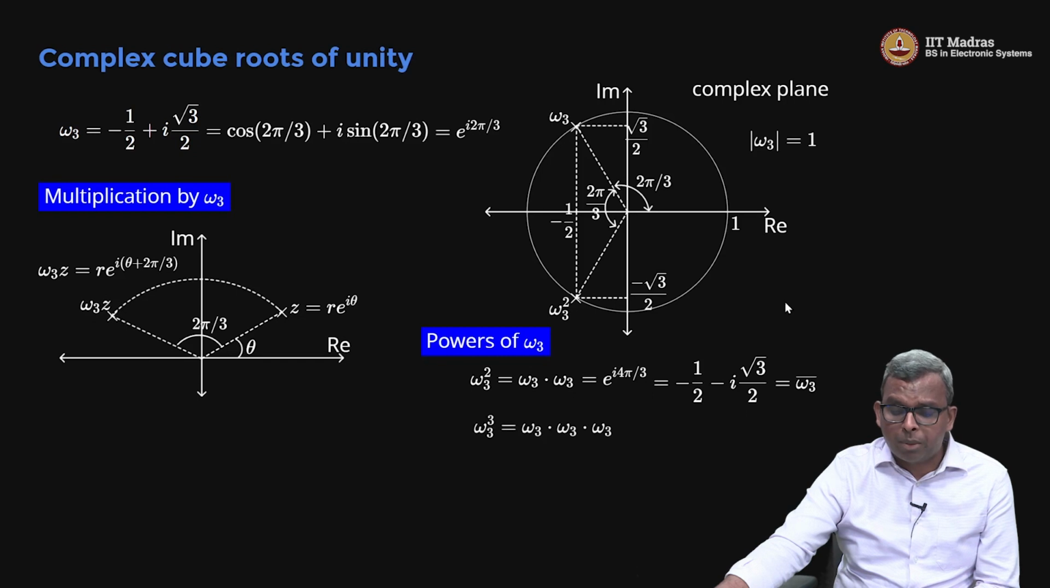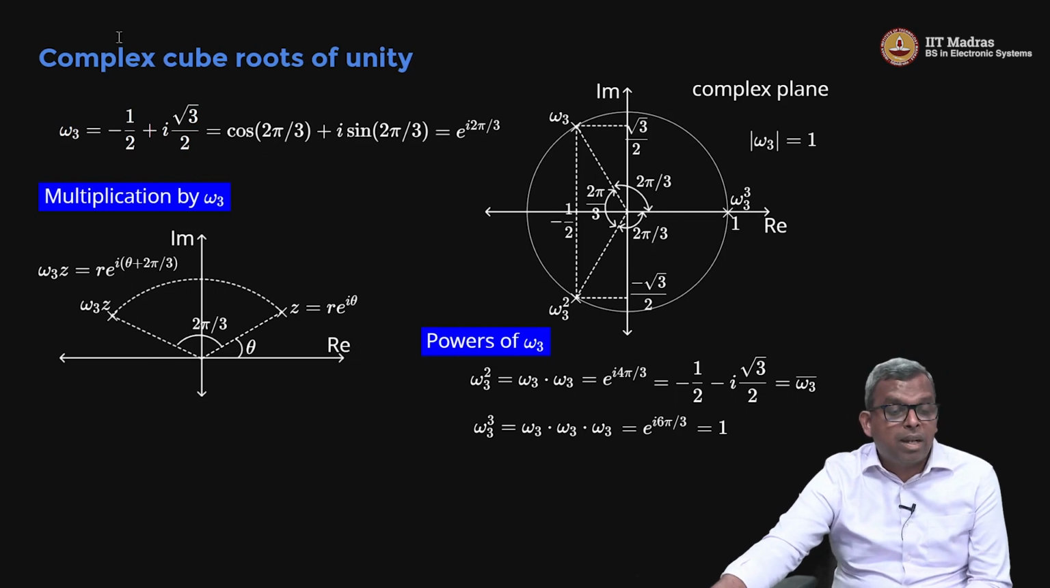What about omega 3 power 3? It is 2 pi, just multiplying once again. So you're already at 4 pi by 3. I have to multiply by another 2 pi by 3. So it's just rotating again by another 2 pi by 3. Where will I go? e power i 6 pi by 3. And 6 pi by 3 is nothing but 2 pi and that is nothing but 1. So omega 3 power 3 ends up being 1.